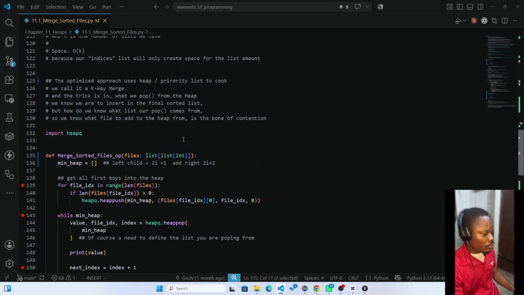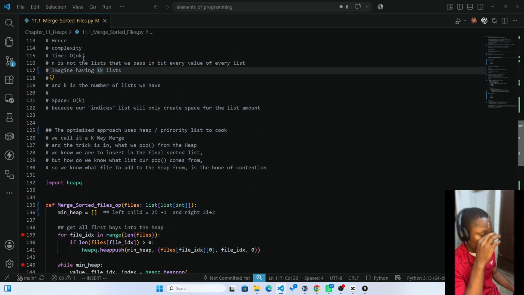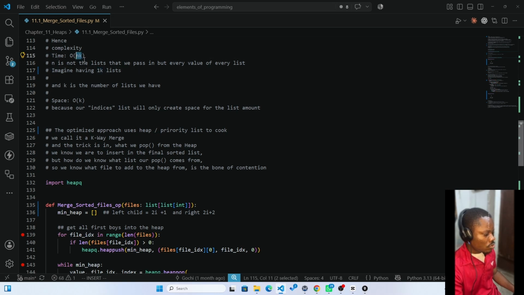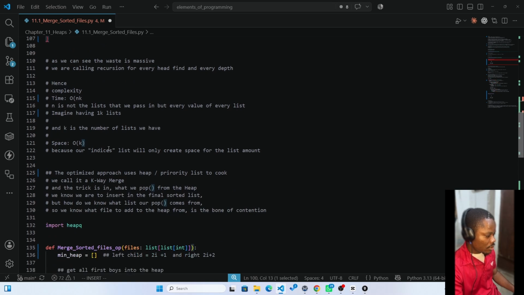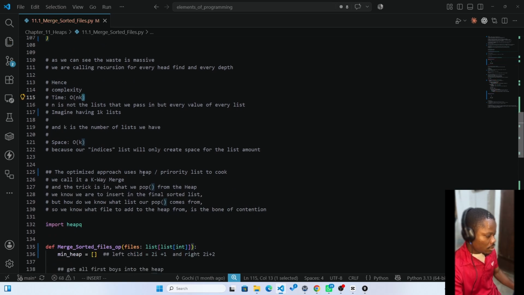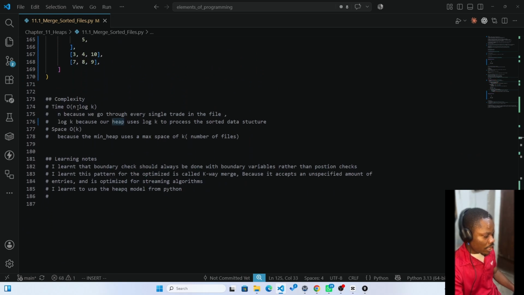Now for the brute force, we had O of n k, right? So basically the number of values in the entire file times the number of files that we have, right? Okay, but now when we come to this complexity, we have n log k.